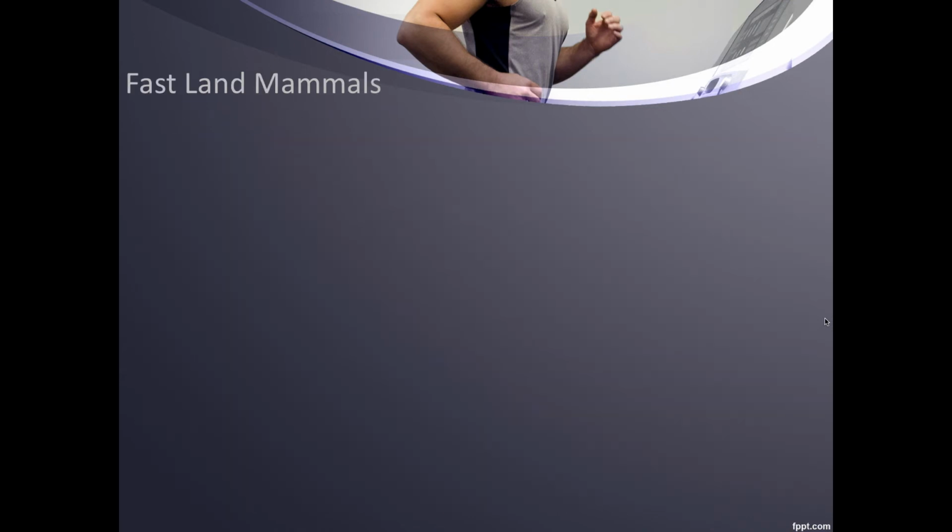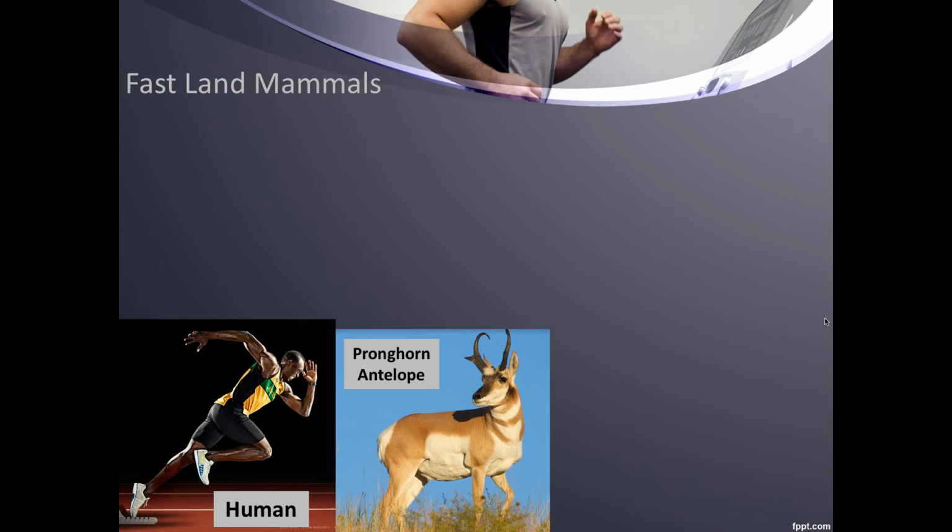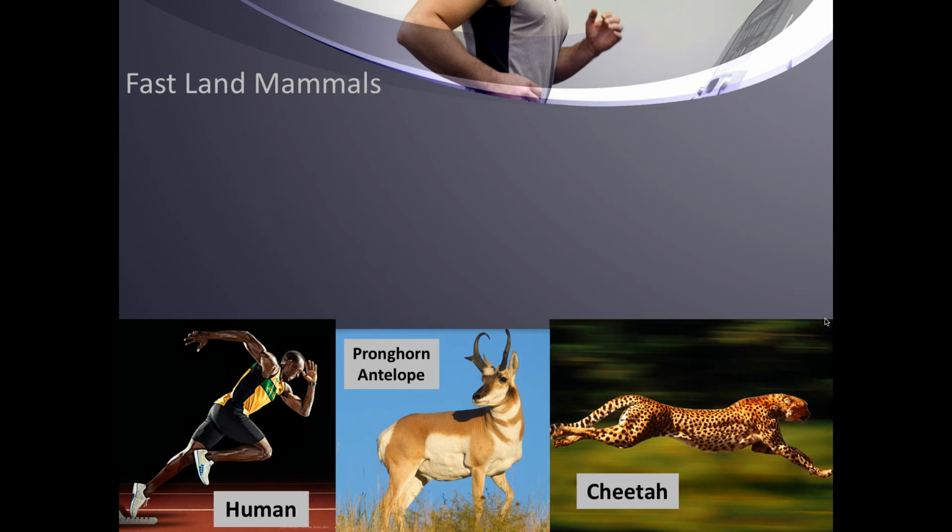So next, I want to introduce some of the fastest land mammals in the world. So we're only talking about mammals on land. So not whales or dolphins or bats that fly in the air. Only land mammals today. So as you just learned, humans are a very fast land mammal. But are they the fastest? We have the pronghorn antelope. The cheetah. Are any of these three the fastest animals you thought of in the world?